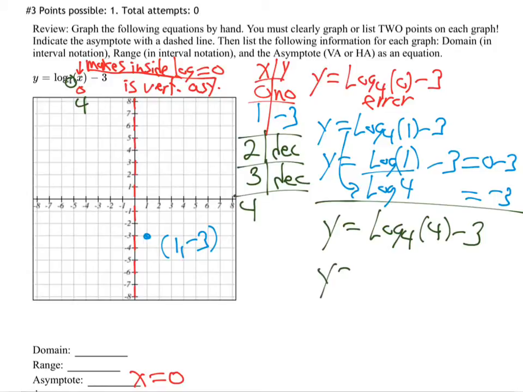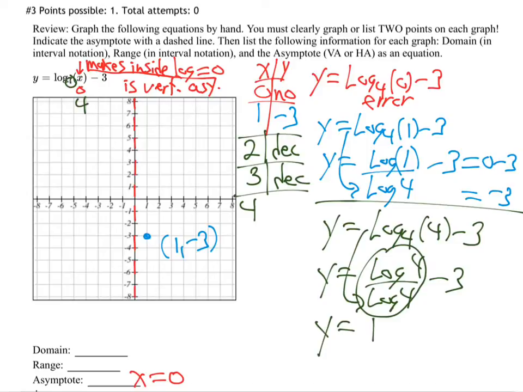So what do we get? The base goes to the bottom, always. The other one's on the top. This is easy. I don't need a calculator there. That's just 1. Same thing over itself is 1. 1 minus 3, negative 2. So over 4 down 2, right there, is that point. Over 4 down 2. And that's all we need is 2 dots. We can graph the thing now.